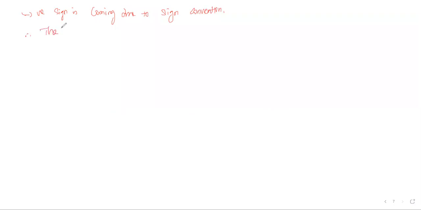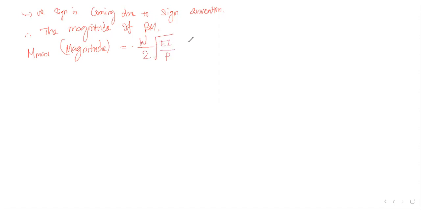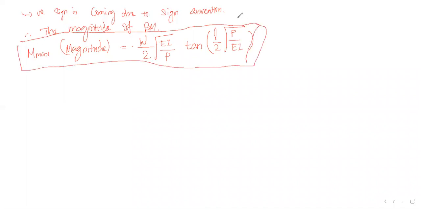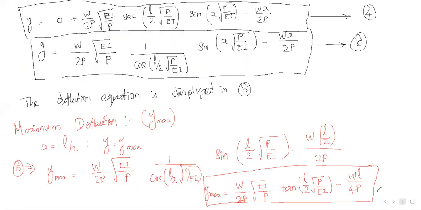Therefore, the magnitude of bending moment is equal to M max, magnitude becomes positive. Okay, so it becomes W by 2 into root under EI by P into tan L by 2 root under P by EI. So this equation is used to calculate the bending moment value. Okay, so this is equation number seven.